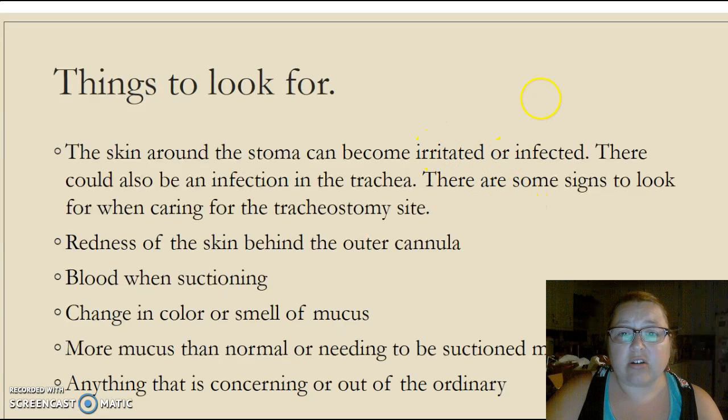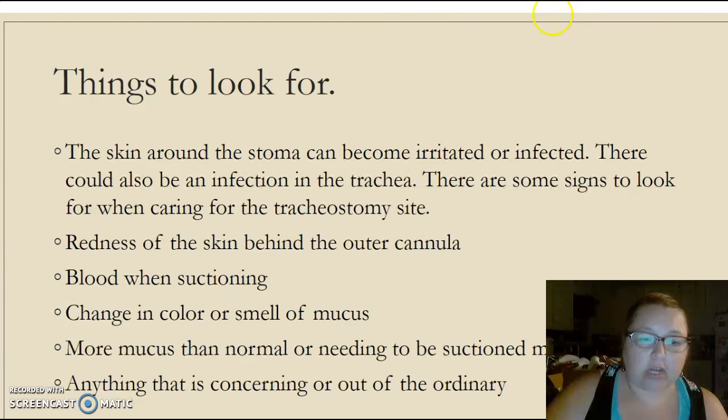Anything that is concerning or out of the ordinary, you need to contact the doctor. Some of it can be taken care of in the doctor's office. Other things may involve surgical removal of extra skin or granulated skin. When in doubt, call the doctor.